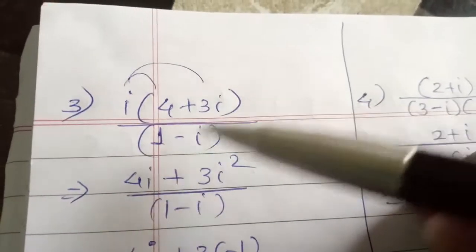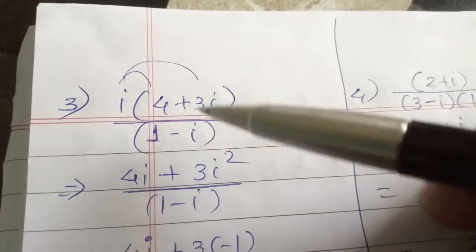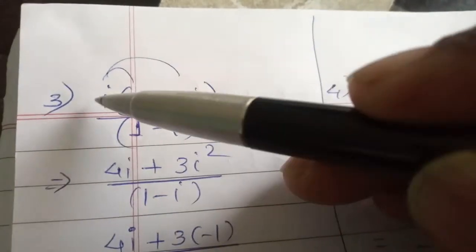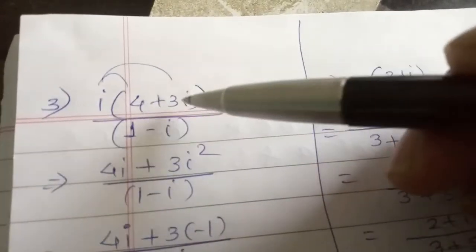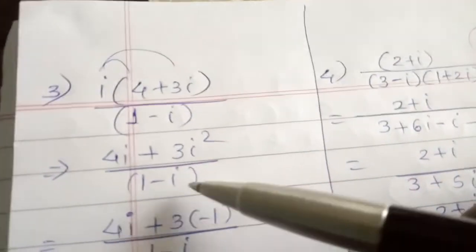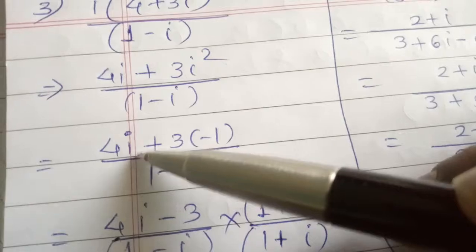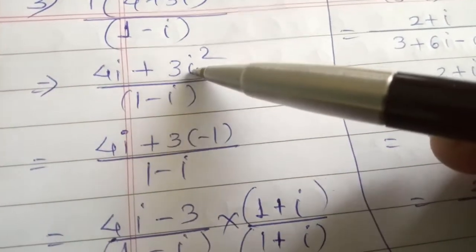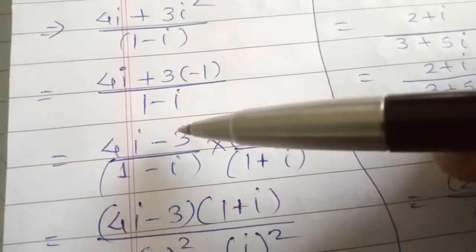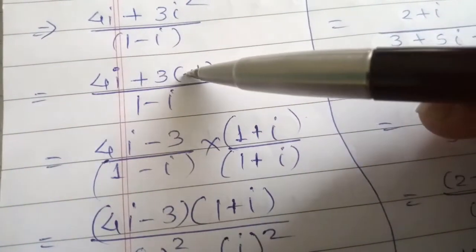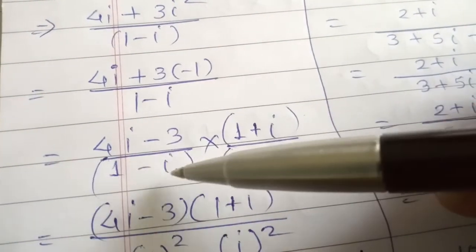Now see the third example. So i into bracket 4 + 3i upon 1 - i. Here this i will multiply this bracket. So we get here 4i + 3i square upon 1 - i. So 4i is as it is, plus 3i square, the value of i square is -1, upon 1 - i. So 4i - 3, because plus minus is minus, -3 upon 1 - i.